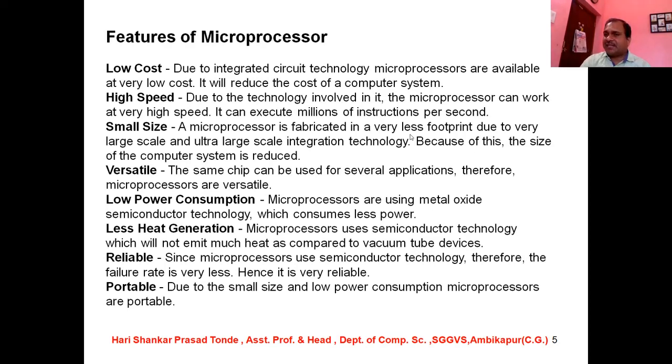Less heat generation is another feature. Reliability is another feature. Since microprocessors use semiconductor technology, the failure rate is very low, hence it is very reliable, students. Portable, it is also a very important feature. Why? Because of small size and low power consumption, microprocessors are portable. You can keep the microprocessor with you, carry it from one place to another, and it can be ported to any type of motherboard. So this is the feature of microprocessors.